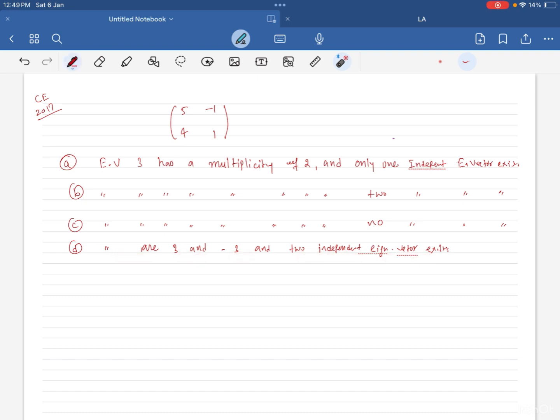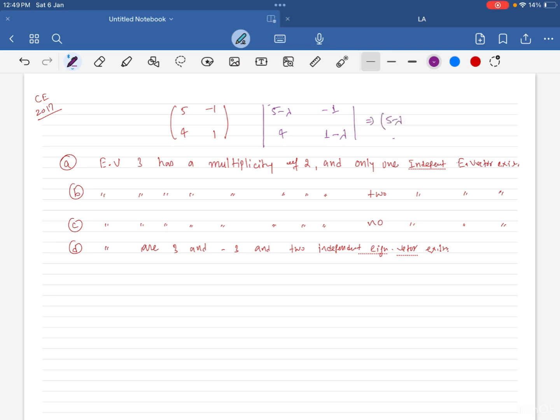So overall we will have to find the eigenvalue and the eigenvector, and we will have to look at how many eigenvalues are there and what's the multiplicity of them, and how many independent eigenvectors exist. So we can do that easily, right? To find the eigenvalue, we will have to take the determinant of 5 minus lambda, minus 1, 4, 1 minus lambda. So that will give you the characteristic equation.